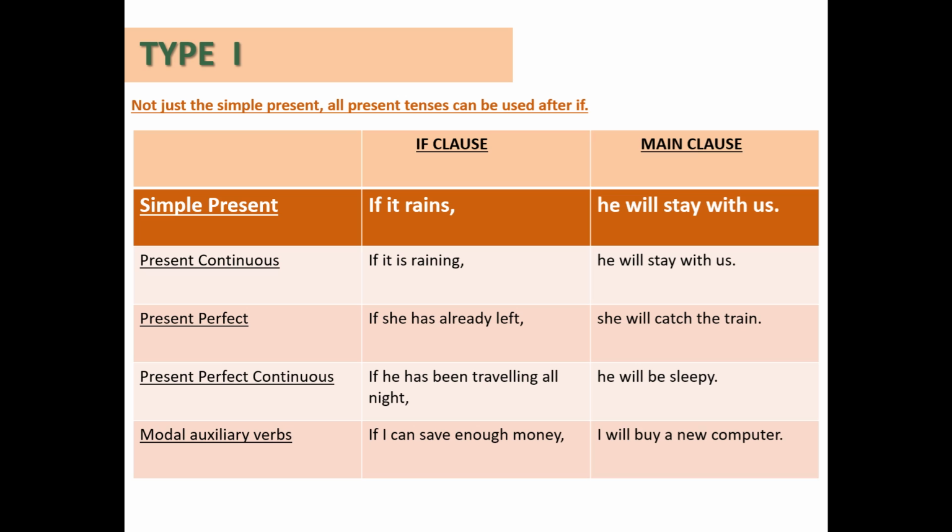Now, you remember here that present perfect continuous tense is used when we are talking about an action which started in the past and is still going on.